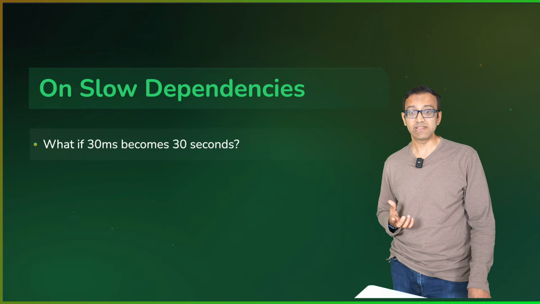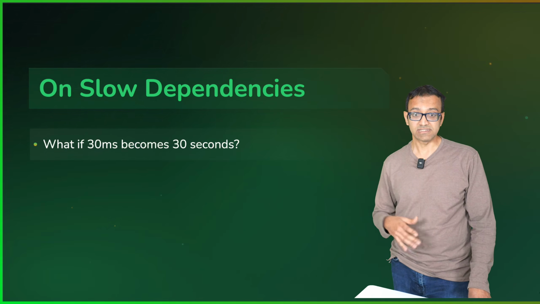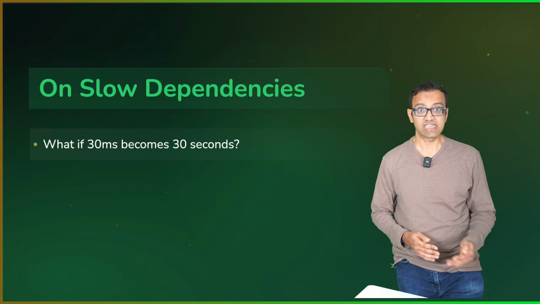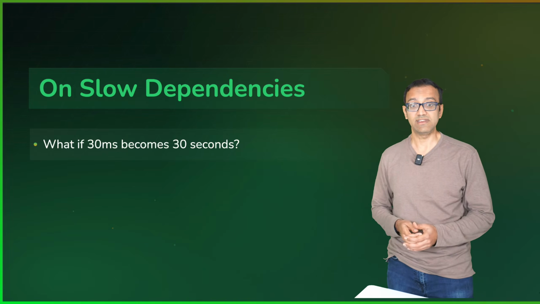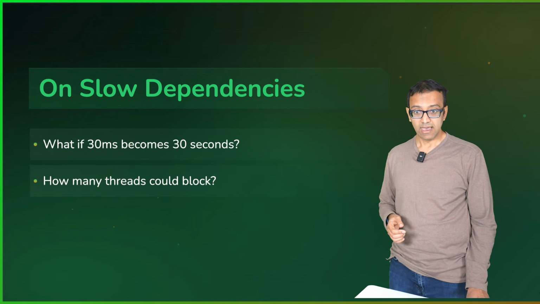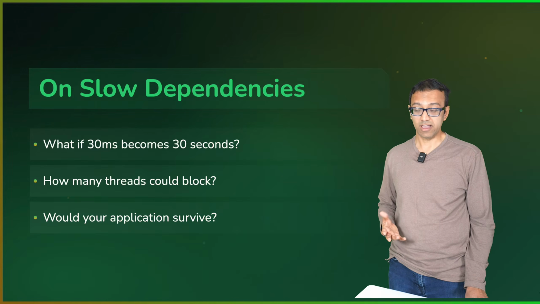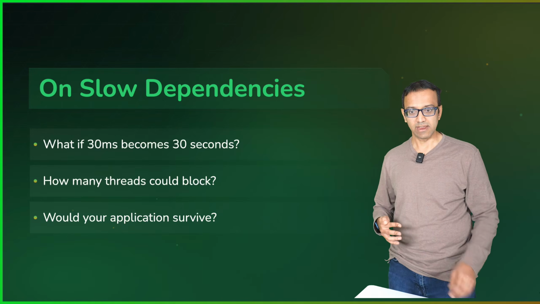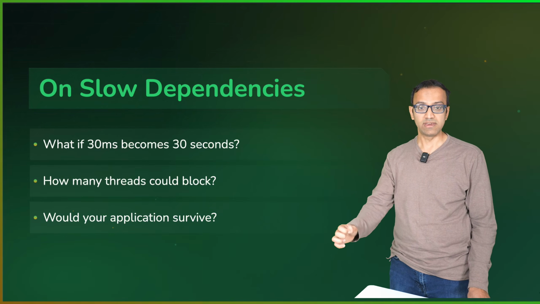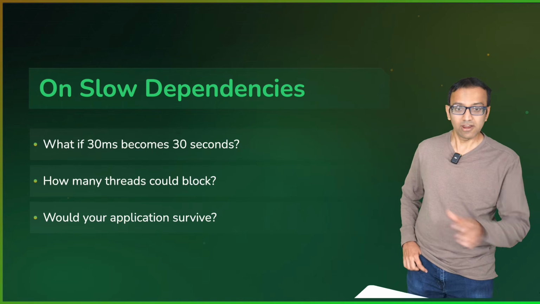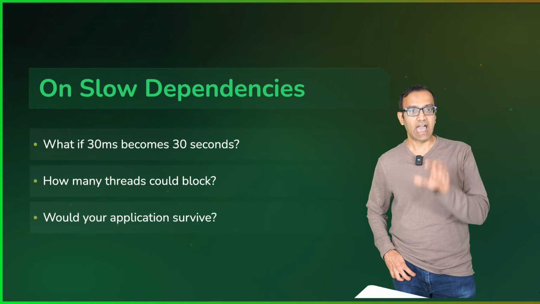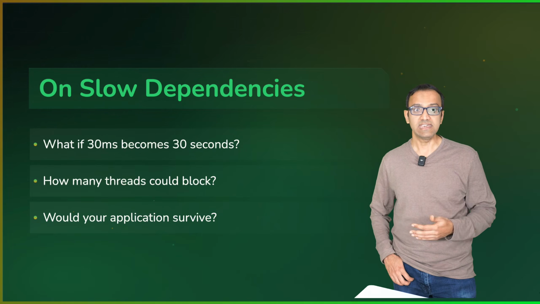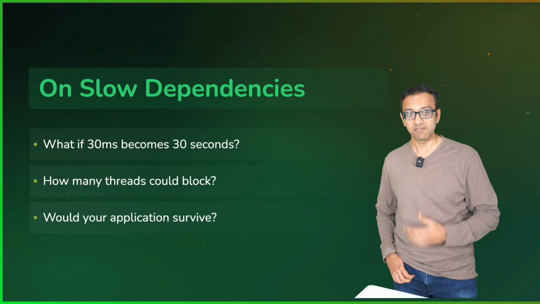And then for slow dependencies, what happens if your dependency becomes slower, right? Something that takes milliseconds, what happens if it becomes seconds? Do the threads wait indefinitely in your architecture? What happens, and how many threads block? Do you know where you have deployed your microservices and how many threads they consume? Would your application survive if one service goes down? These are not rhetorical questions. Think about the actual services that you have deployed and see what happens when something were to go down.